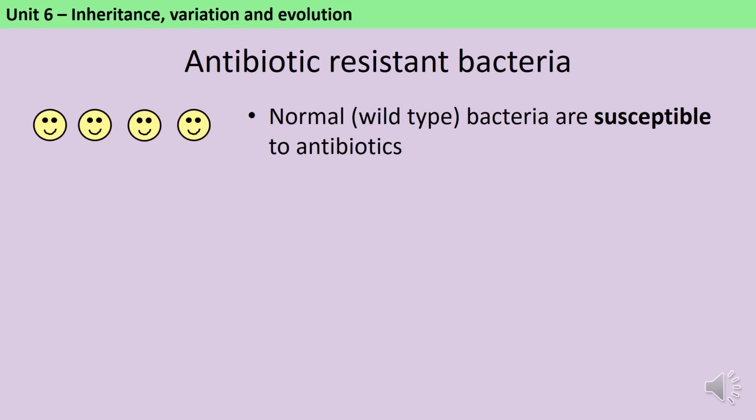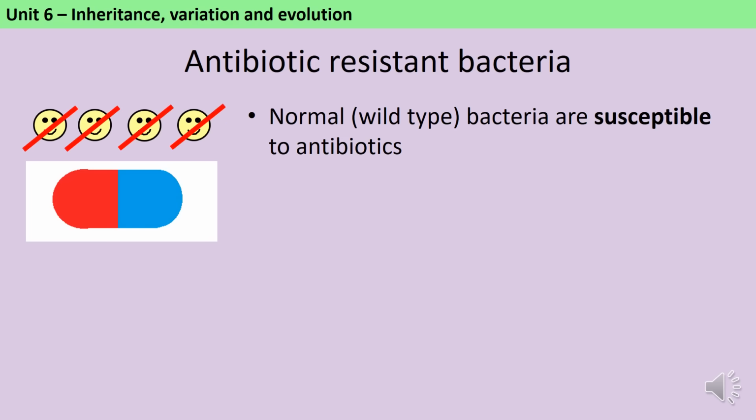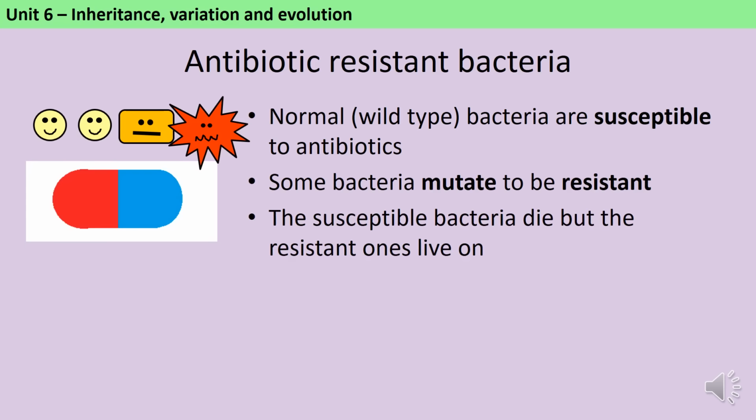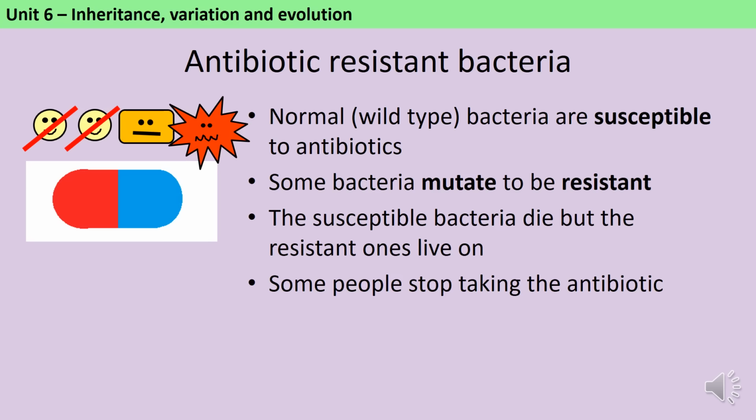although not viruses. Normal bacteria are susceptible to antibiotics, which means that if you take the drug, then quickly all the bacteria are killed. However, some bacteria can mutate and become resistant, and this makes them much harder to kill. When you start taking the drug, the susceptible bacteria will quickly die, but the resistant bacteria are able to live on for a little bit longer. At this stage, lots of people think that they're better and they stop taking the antibiotic.